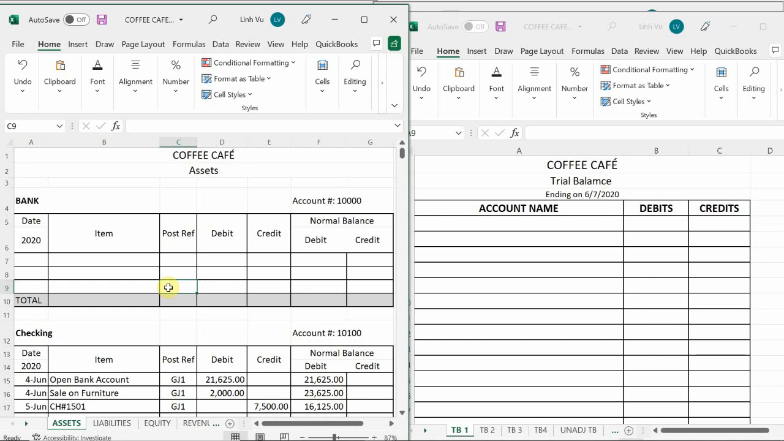If I have a 0 account balance, is that necessary to put in my trial balance? You said no? You have to. Why would we have to?